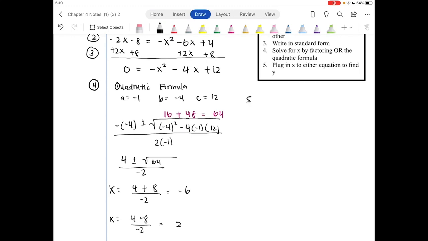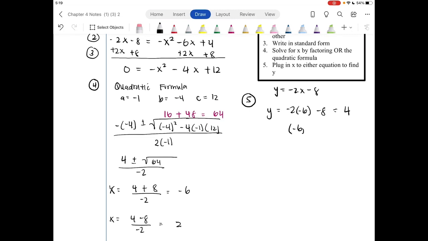Now we can do step number 5, which tells us we are going to plug x into either equation, whichever one we prefer, to find what the y value is. I'm going to pick the second one. We had that y was equal to negative 2x minus 8. If we plug x in, the first one, y will be equal to negative 2 times negative 6 minus 8, which is positive 4. Now we know the second half of our solution.